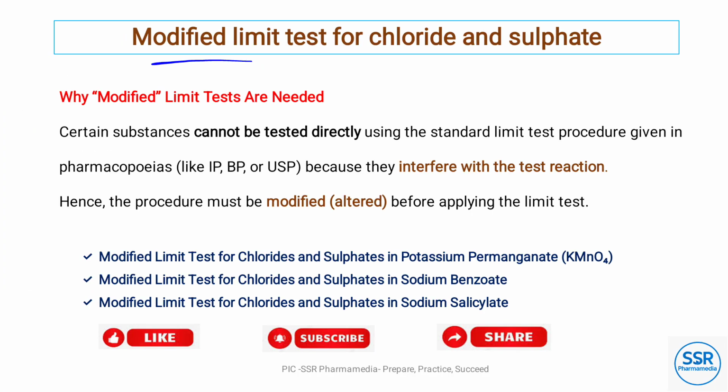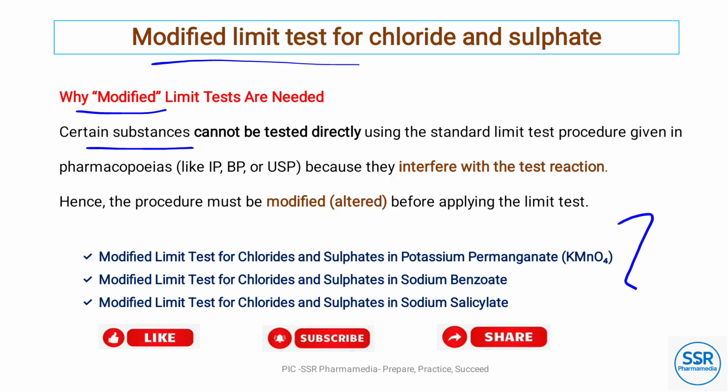Next we will see the modified limit test for chlorides and sulfates. Why are modified limit tests needed? Certain substances cannot be tested directly using the standard limit test procedure given in pharmacopoeias like IP, BP, USP because they interfere with the test reaction. Hence, the procedure must be modified before applying the limit test for chlorides and sulfates.